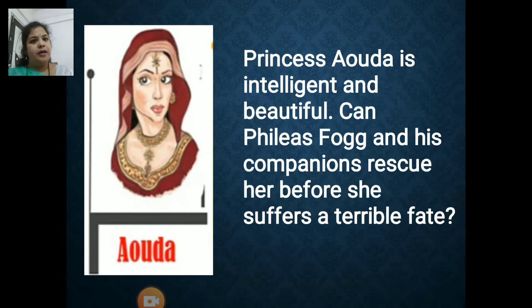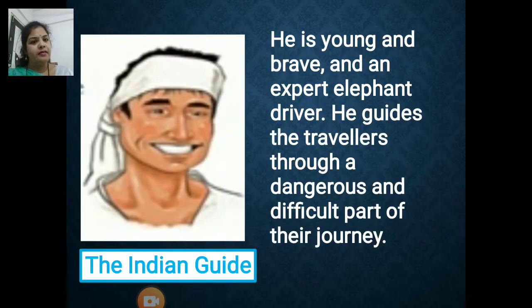Auda. Princess Auda is intelligent and beautiful. Can Phileas Fogg and his companions rescue her before she suffers a terrible fate? Yes, that is what we are going to search in the upcoming information. Next character, which is a minor character, the Indian guide. He is young and brave and an expert elephant driver. He guides the travelers through a dangerous and difficult path of their journey.